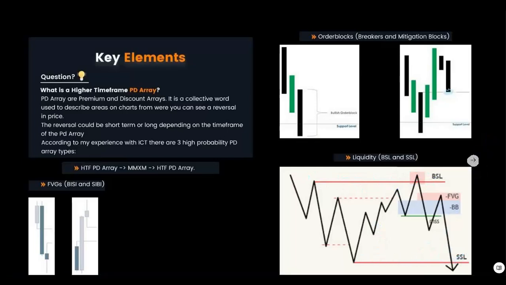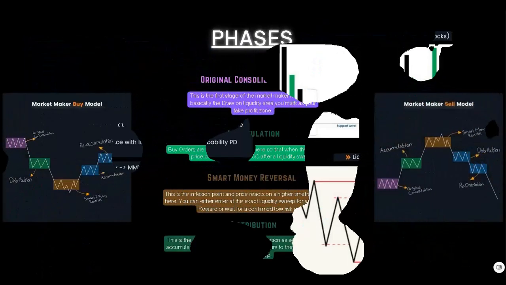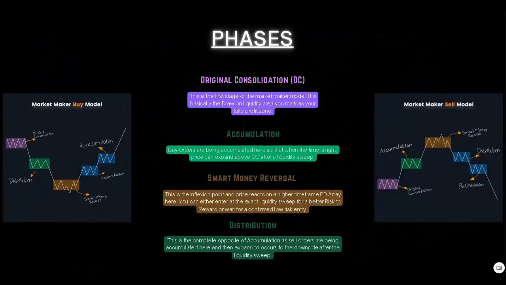In this video, we're not going to cover the individual PD arrays because that is not the purpose of this video. We're focusing on the market maker model. So I want you to focus on these three PD arrays: the FVGs, the order blocks, and the liquidity. So moving from here, phases. We have 4 phases, 2 of which are just opposing concepts.